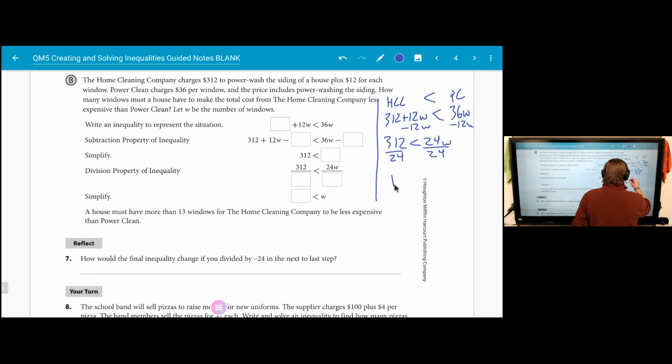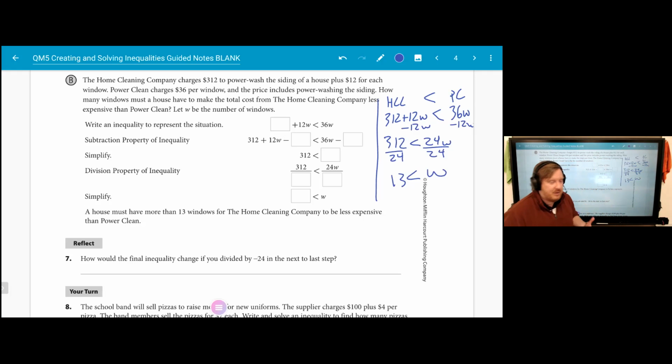13 is less than W. Or if you get in the habit of rewriting this with a variable first, I've got W, I've got 13, it still has to open towards W. W is greater than 13. In other words, a house must have more than 13 windows.